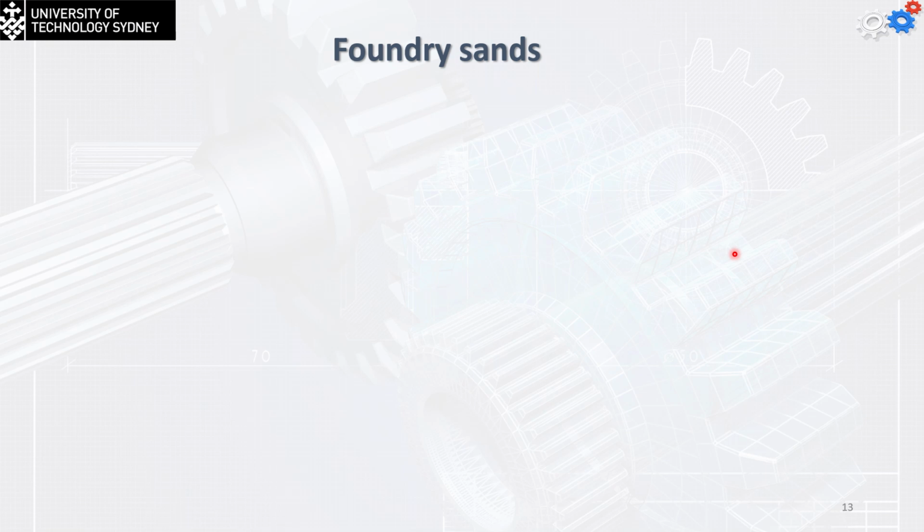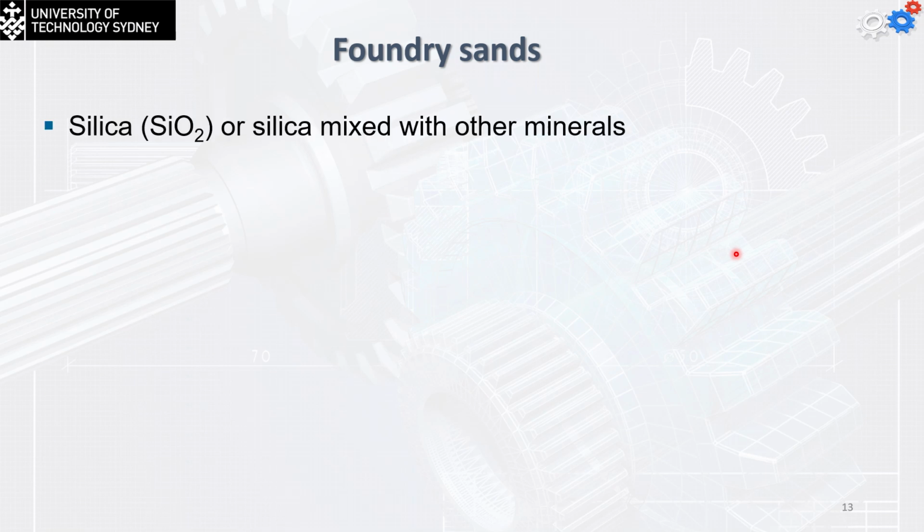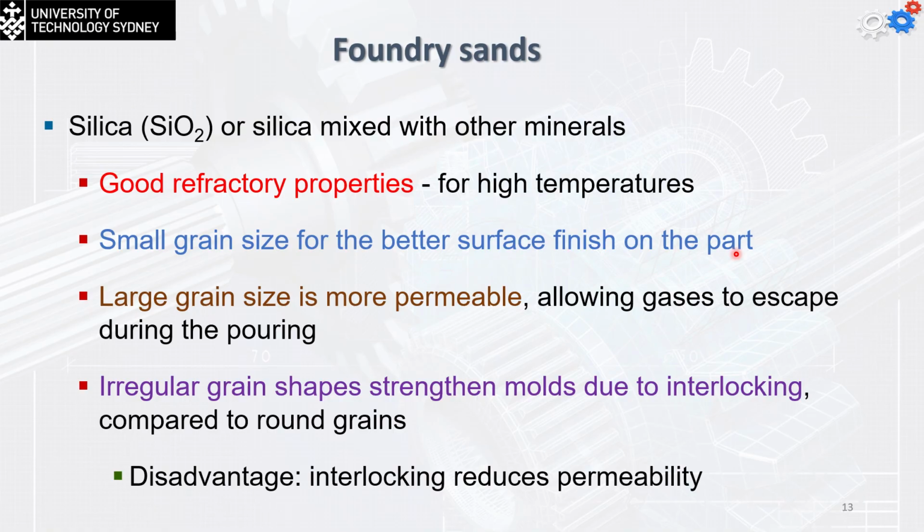Now, the foundry sand itself. The silica, which is the sand that you can find on the beach, or the silica mixed with other minerals, is going to be used. Good refractory properties for the high temperatures. Small grain size is for better surface finishing on the part, while larger grains are going to be more permeable, allowing for the gases to escape during the pouring.